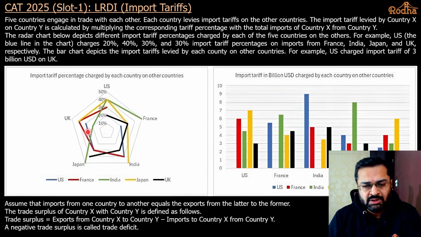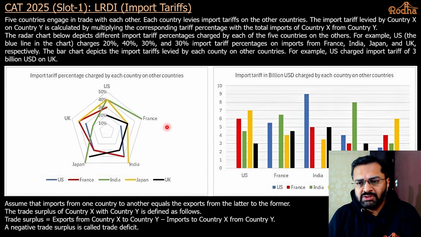So 10, 20, 30. So this is very clear that US charges 20, 40, 30 and 30% respectively for imports from France, India, Japan and UK. So likewise, you can read it for anything. So for example, if India imports something, now we're talking about India importing, we were talking about US importing then. So India is this green line. So if India imports something from France, fine, where would this be? This is green line, France is this, so green line, where is it ending? 50%. So India would charge 50% of the value of that shipment as the import duty, like that.